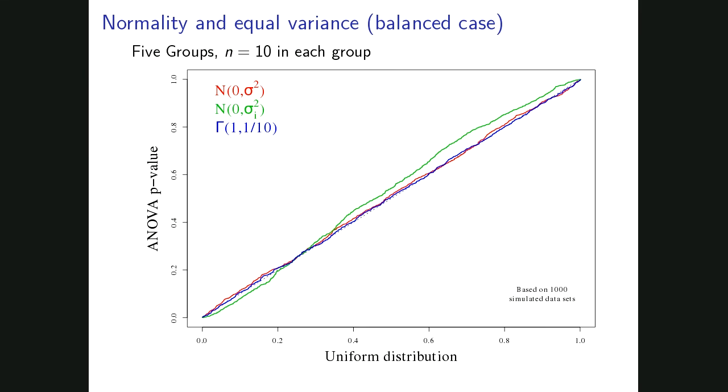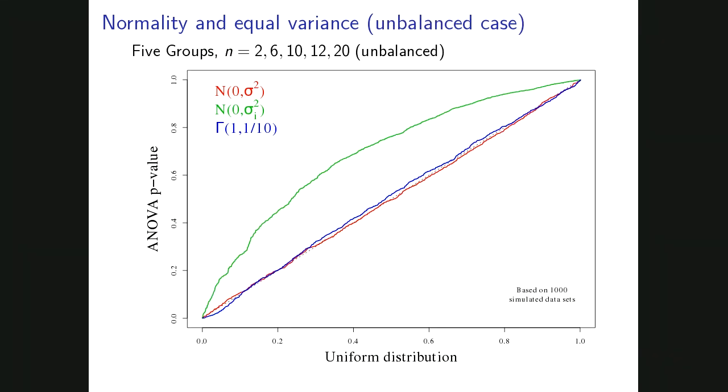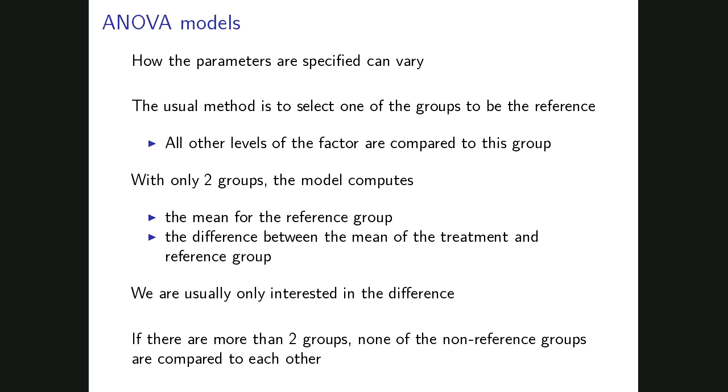Now let's see what happens if sample sizes are unbalanced, or if we have different sample sizes. You can see here we have different sample sizes, 2, 6, 10, 12, 20, and so on. And again, the variances are unequal. So we can see that in the unbalanced case, ANOVA does not hold. Okay, so be aware of these assumptions.